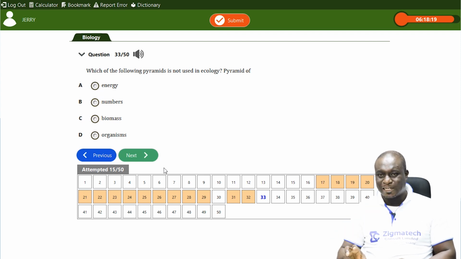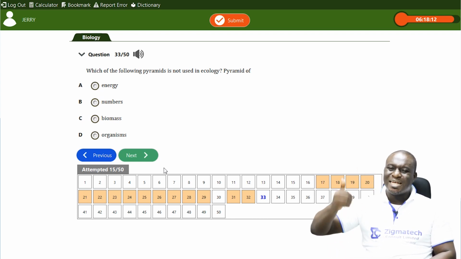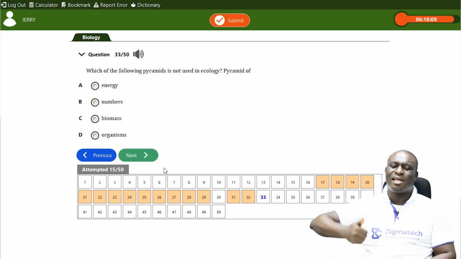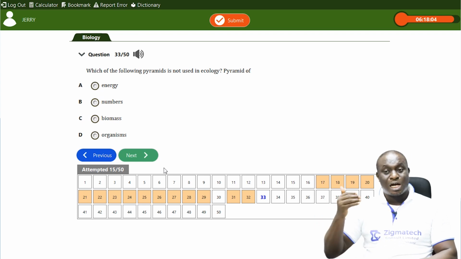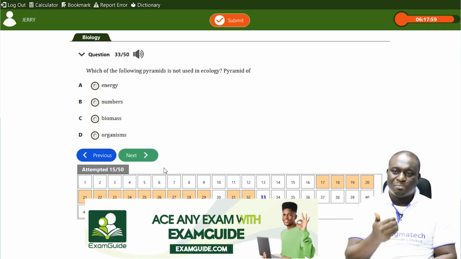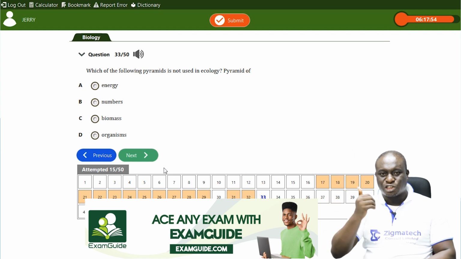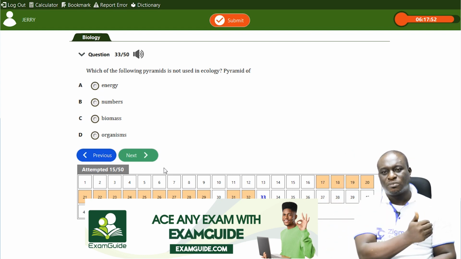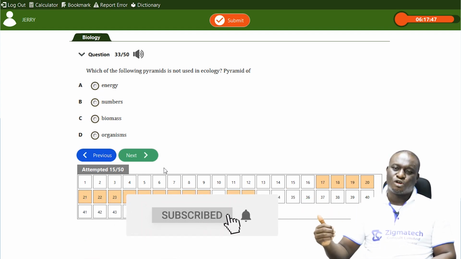It decreases drastically. We also have pyramid of numbers. It talks about the number of organisms in each trophic level in a food chain. So we are looking at the number of organisms, just the same way we spoke about pyramid of energy. In pyramid of numbers, the number of organisms also decreases as you move from the first trophic level, which is producers, to the final consumers, which is the last trophic level.